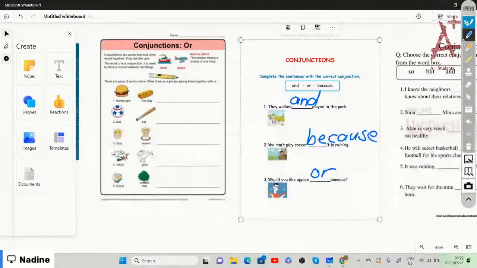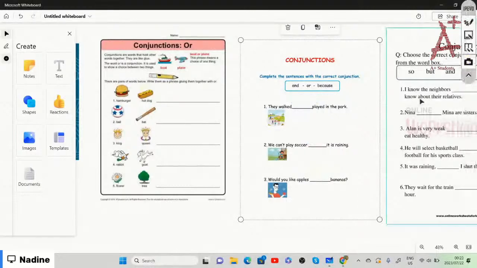All right, let's go. So that is basically one activity on conjunctions. And there we also added another word, which is because. So we have and, or, because, so, and but.